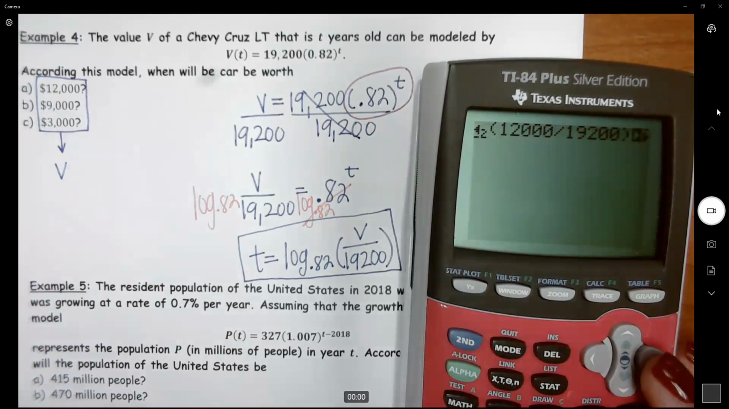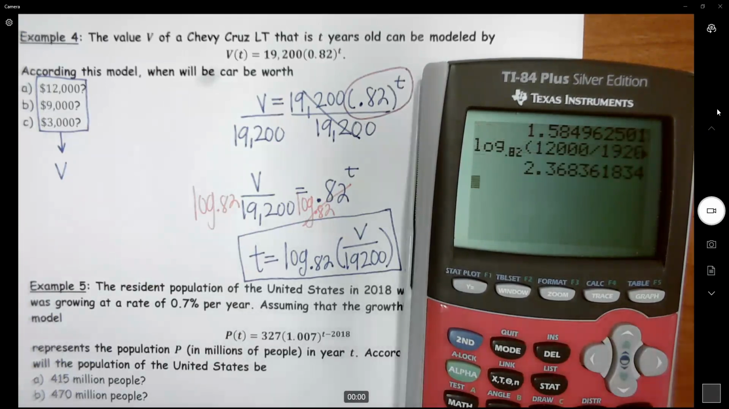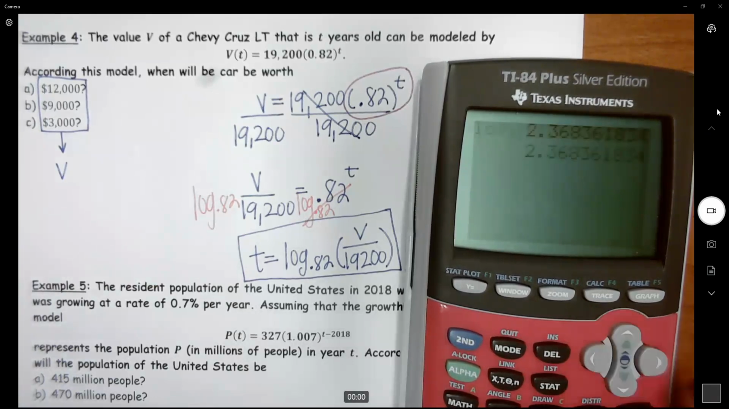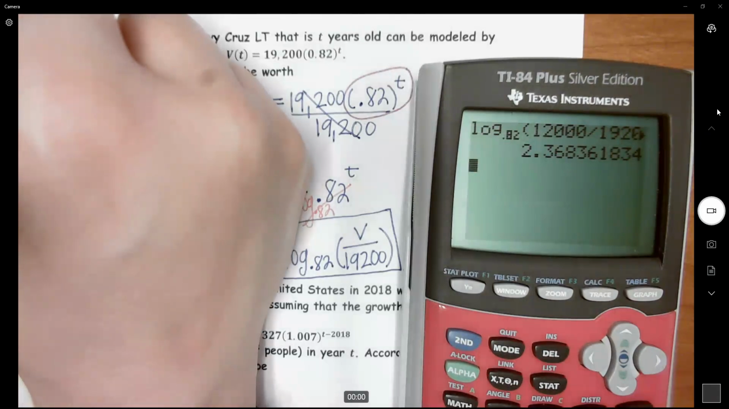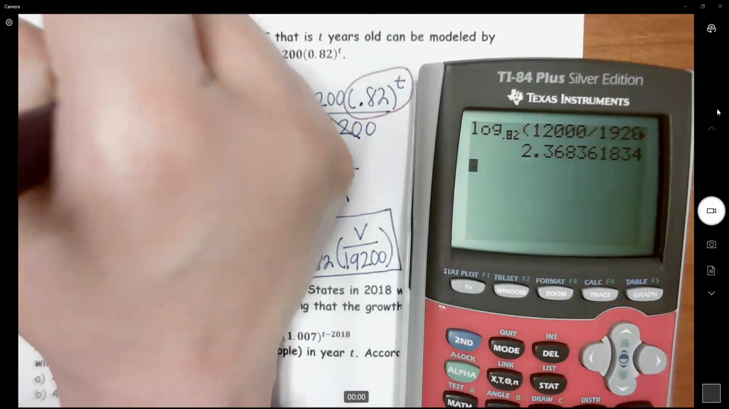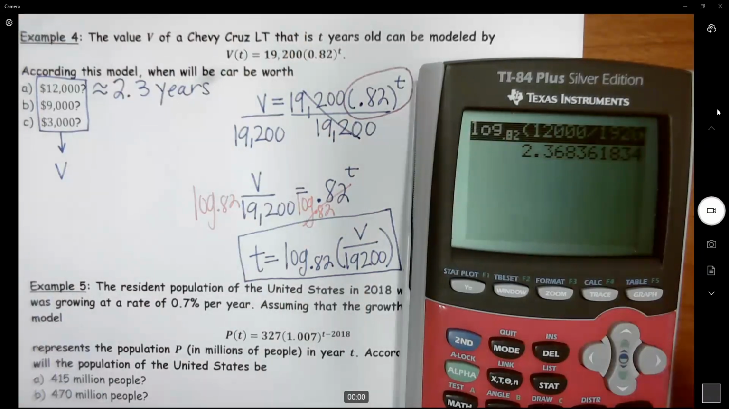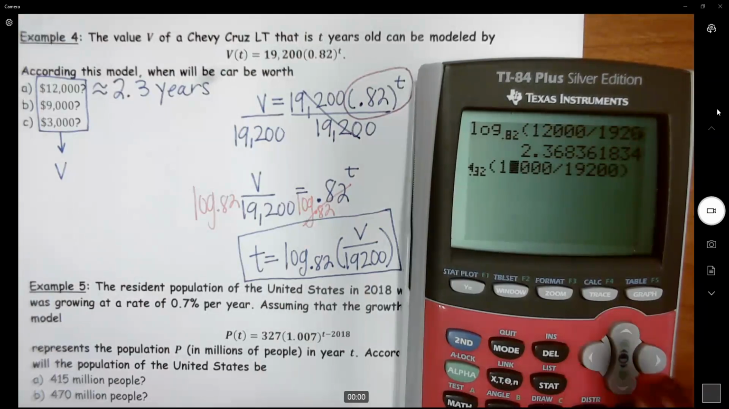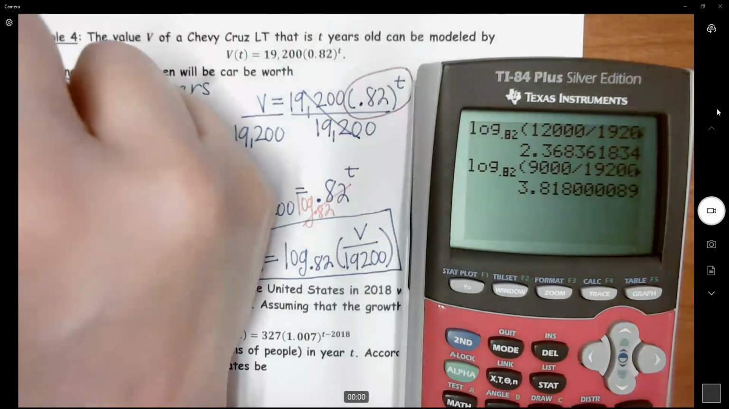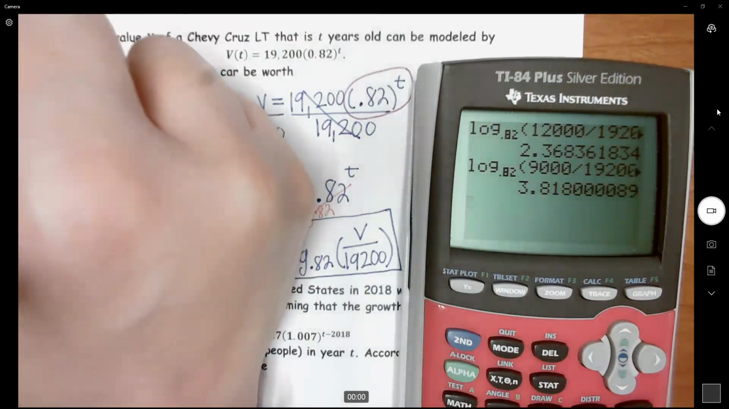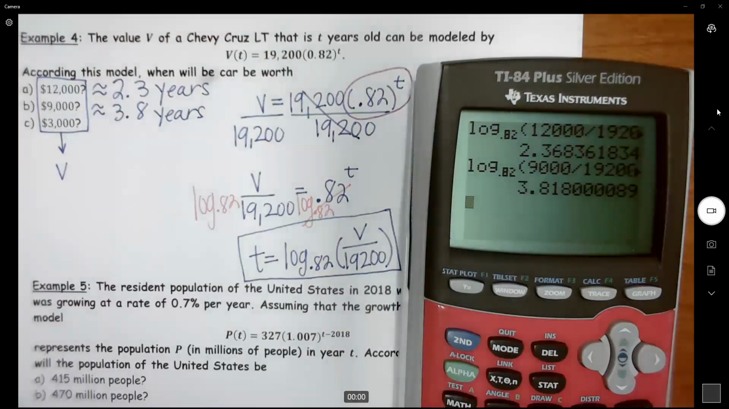And it is thinking, I think. There we go. Maybe I didn't hit enter. Okay, so it's going to be worth that in about 2.3 years. So now this is easy. Now I just come back up here and change my V to 9,000. So now in about 3.8 years, it will be worth 9,000.